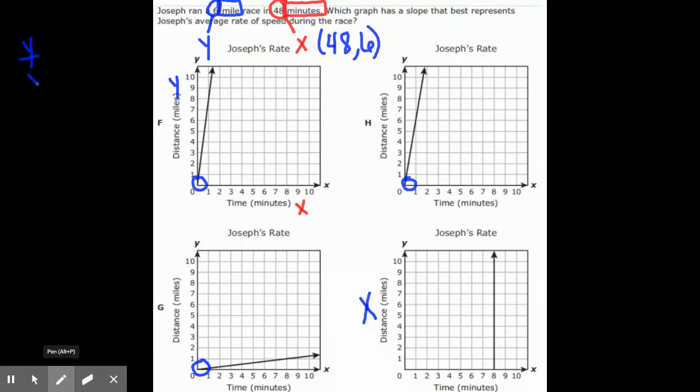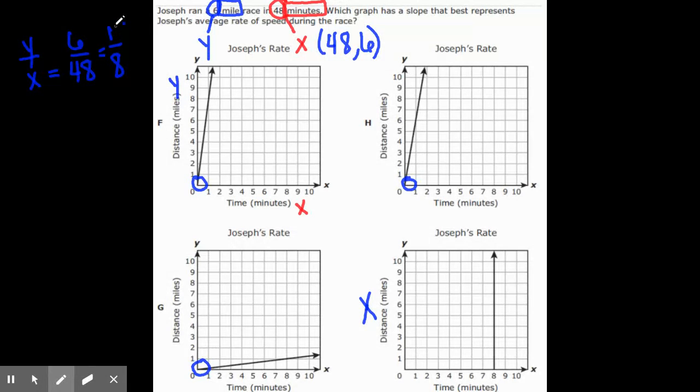So let's go ahead. y over x equals 6 over 48. All right, so we can simplify 6 over 48 to 1/8. We can divide both of those by 6 as our common factor. All right, so we're looking now for 1/8. All right, so when x is 8, y is 1. That is what that is telling us.